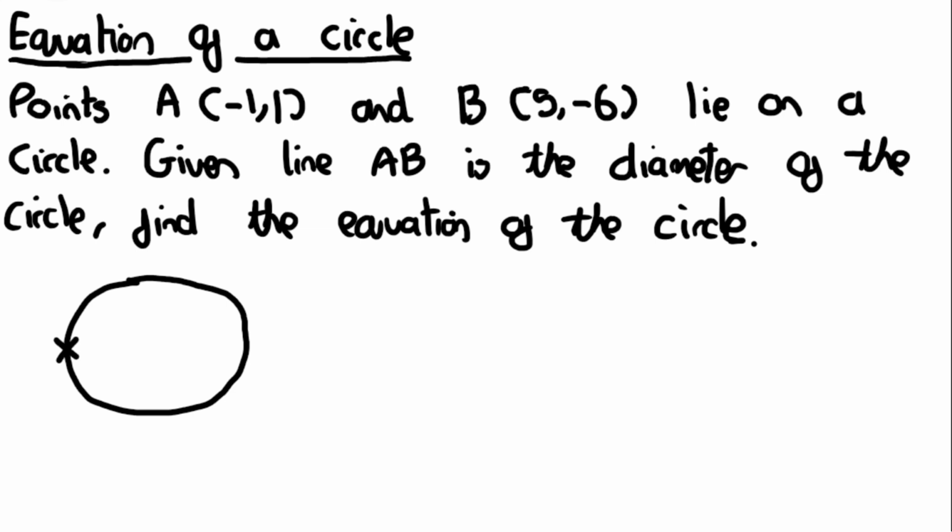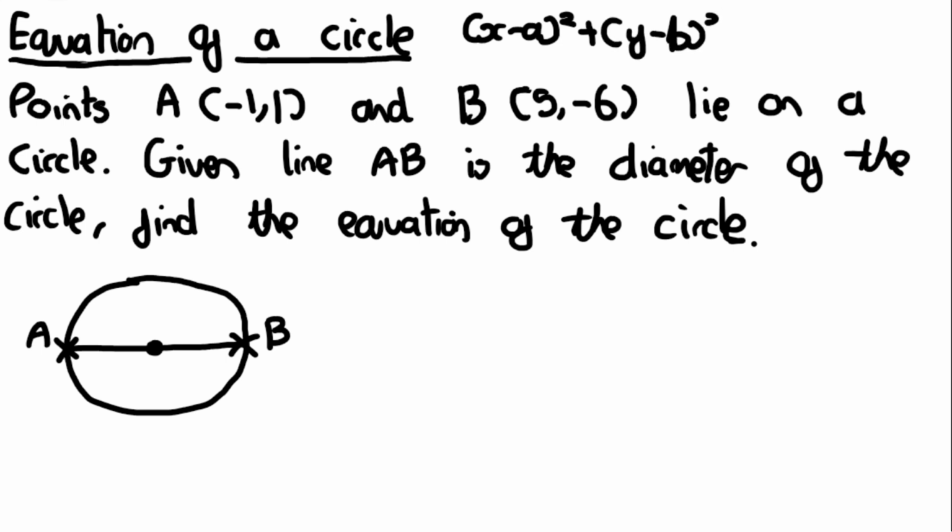So the 2 points A and B, this isn't to scale, but it really doesn't matter. And the diameter is this, and say this is A, and this is B, and remember it passes through the centre. So this is the situation that we're dealt with. Now to find the equation of the circle, remember the equation of the circle is x minus a squared plus y minus b squared is equal to r squared. So in order to find the equation of the circle, we need to know the centre and we need to know the radius of the circle.